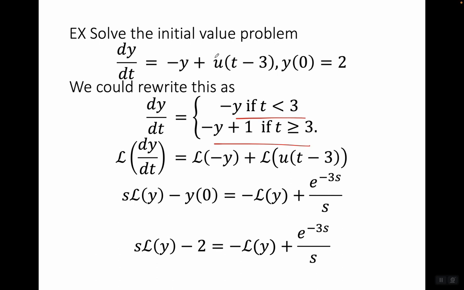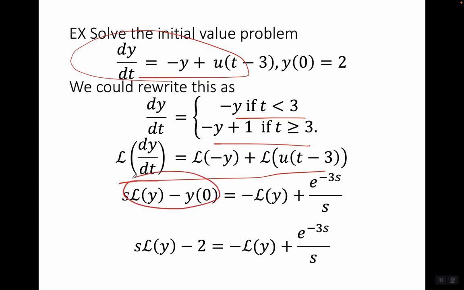Okay, so we're going to take the Laplace transform of both sides of this equation, and we end up with this. We can simplify. We've seen before the Laplace transform of dy/dt is s times the Laplace transform of y minus y(0). This equals negative Laplace transform of y, because we can pull the negative signs to the outside, plus the Laplace transform of u(t minus 3), which is just this over here.